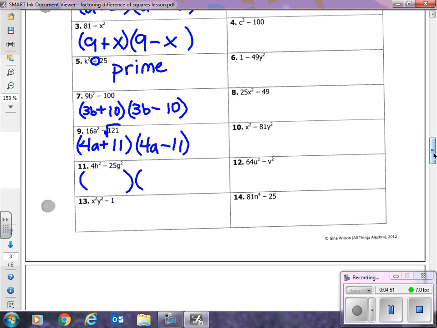When you go to number 11, 4h squared is made from 2h times 2h. Put your plus and minus in. 25g squared is made from 5g and 5g. Then going to number 13, when you have more than one letter, as long as both letters are perfect squares, you can still do this. x squared y squared is x times y times x times y. So xy, xy, then plus minus, and 1 is 1 and 1.